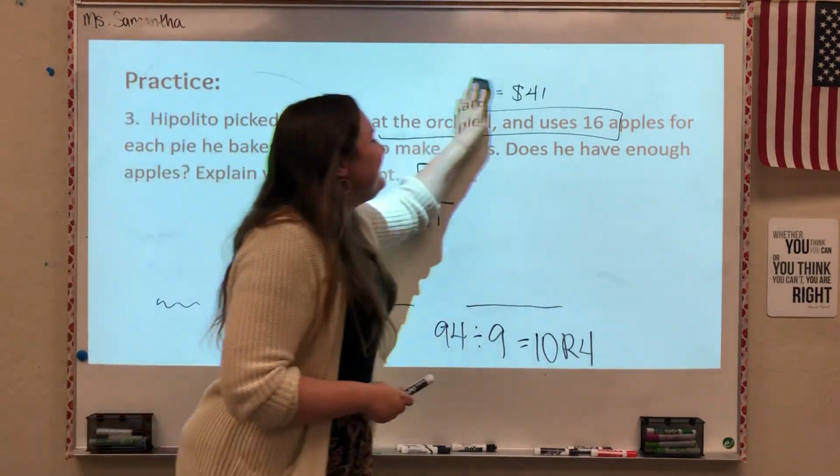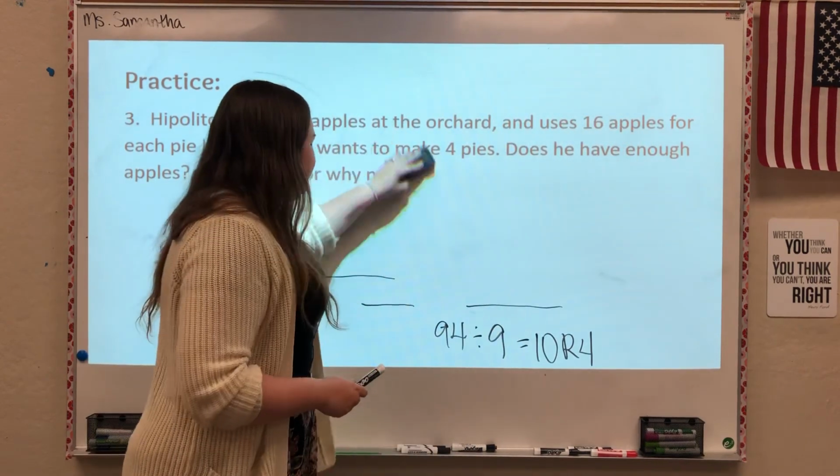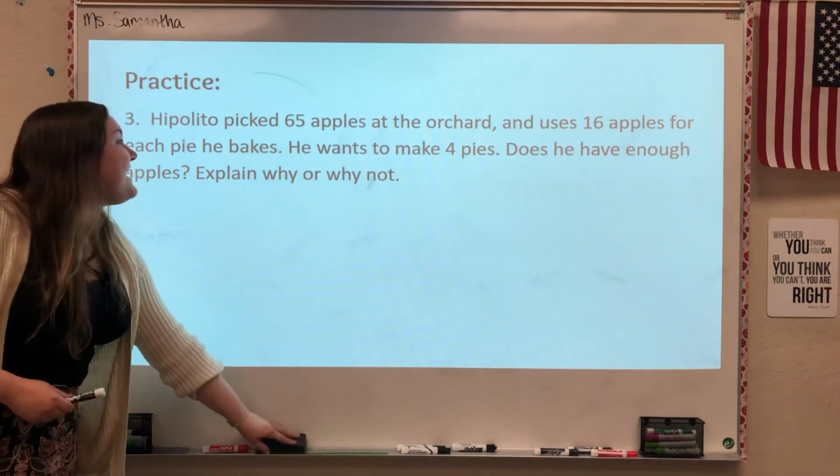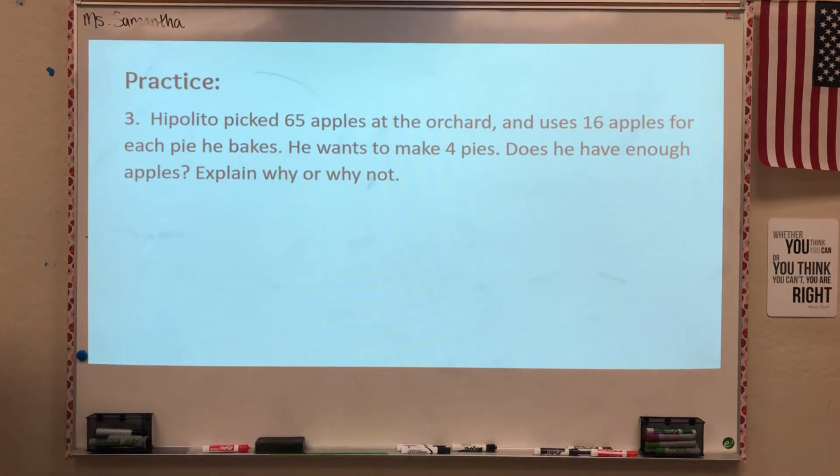Let me clean this up. This last one here says Ippolito picked 65 apples at the orchard and uses 16 apples for each pie he bakes. He wants to make 4 pies. Does he have enough apples? Explain why or why not.